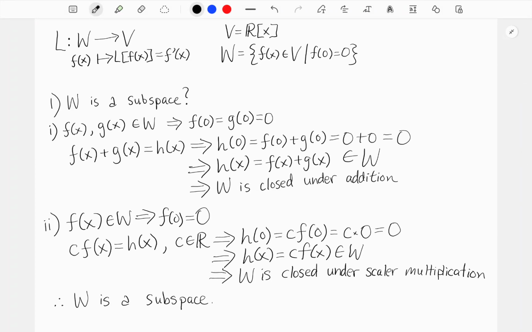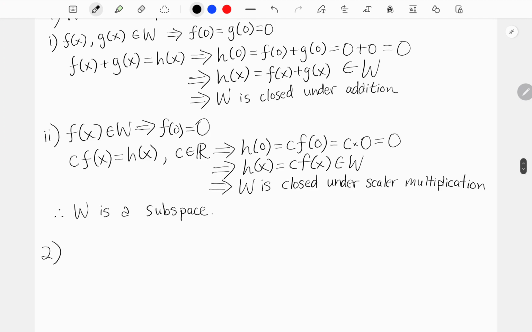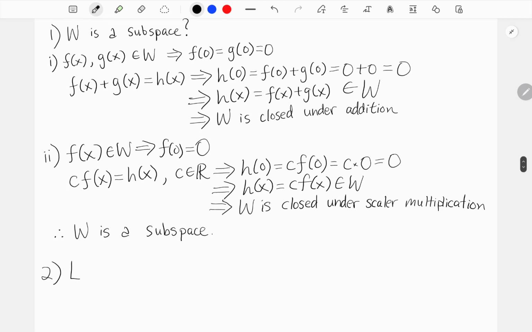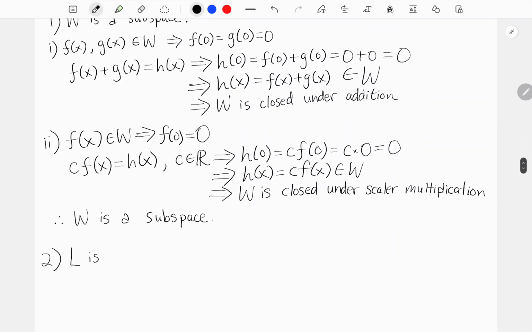Coolios. So now the second part is we need to show that L is a linear transformation. At the beginning I said it's a transformation. We need to show that it's a linear transformation.